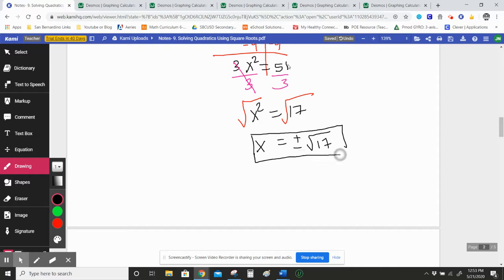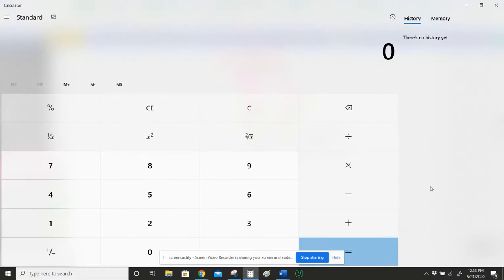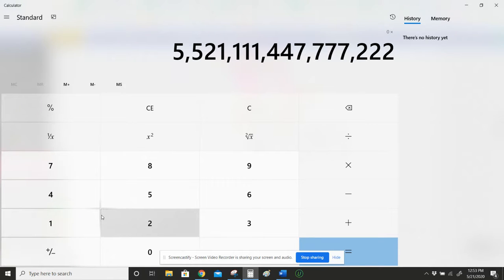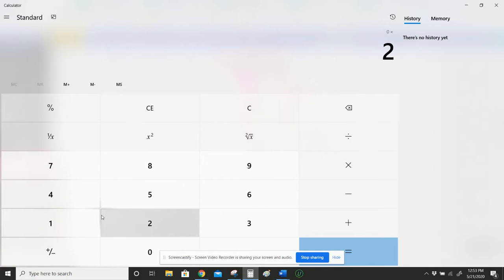However, if you wanted to verify your answer with Desmos, like I said in the past, it only does decimals. So let's figure out what this is in a decimal. So I'm going to pull my calculator out. Let's punch in 17. Oh, what the blazes? Okay, so it's doing stuff on its own again.